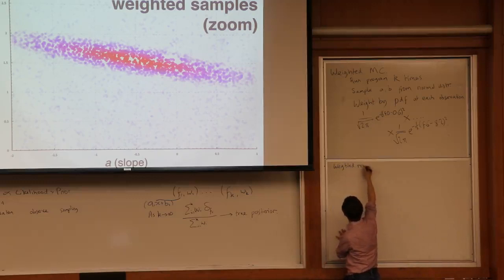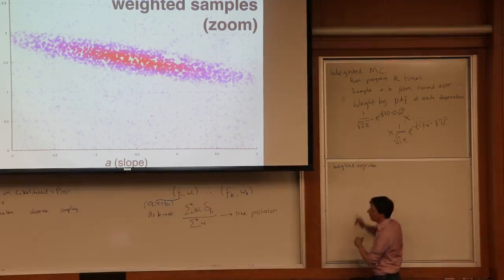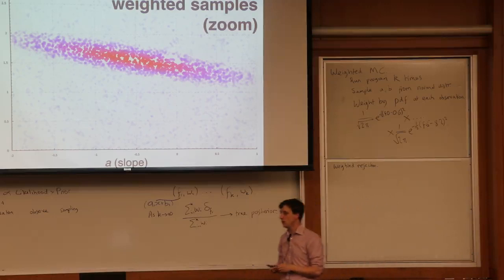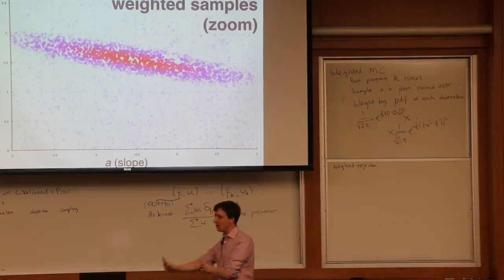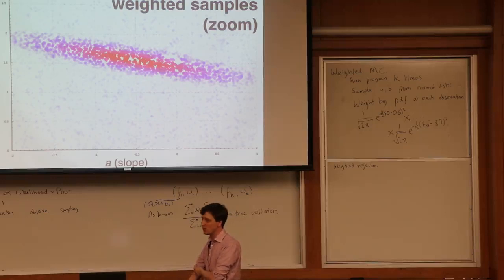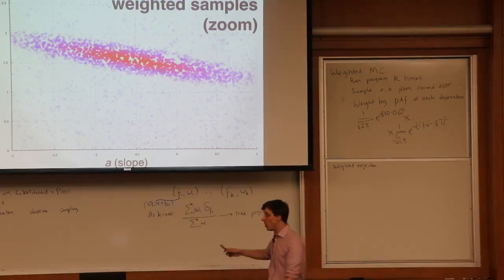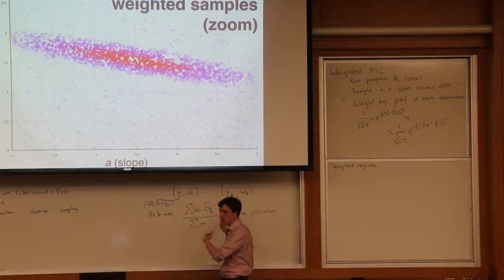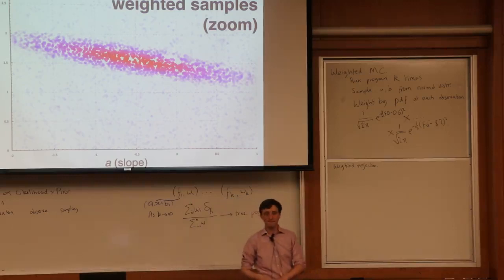Sorry, question. Why can't you do this online? Why can't you maintain the normalizing constant as you go? Well, maybe that's sort of what weighted rejection does. You're right, if I did it naively, you don't know that you might see a massive weight later on, so you have to be quite careful.